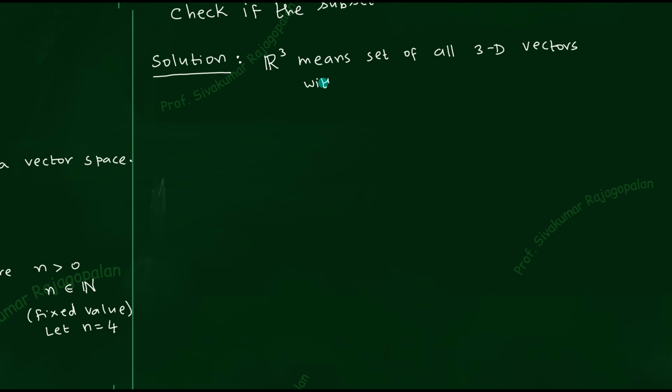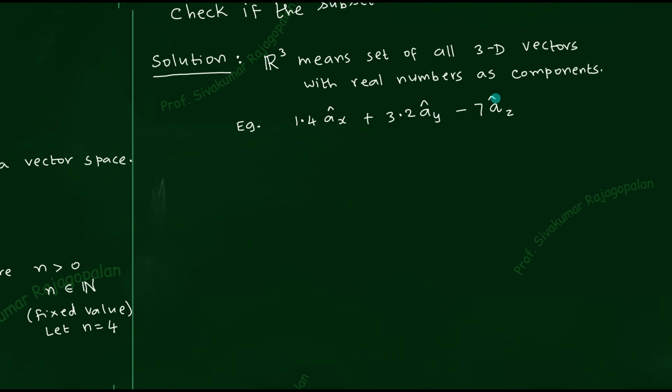Okay, how does it look like? Let us take an example with real numbers as components. That is where the double-stroked R comes, which is why I am writing real numbers. Let us write it down, then it will be easy. Something like 1.4 in x direction plus 3.2 in y direction and minus 7 times z direction. This is an example, and that can be written in vector form like a column vector: 1.4, 3.2 and minus 7. So you see that is a column vector.